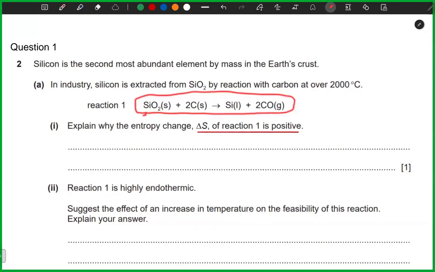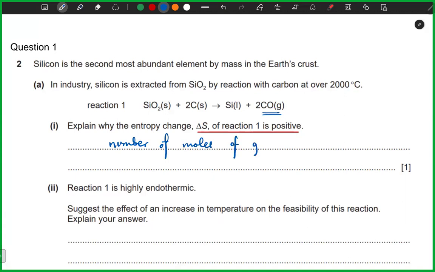Sir, if you see the reaction, on the reactant side both exist in the solid state. On the product side, silicon is written in the liquid state. We have 2 moles of carbon monoxide that exist in the gaseous state. The number of moles of gas increases on the product side, so the entropy for the reaction is positive. Number of moles of gas increases on the product side.